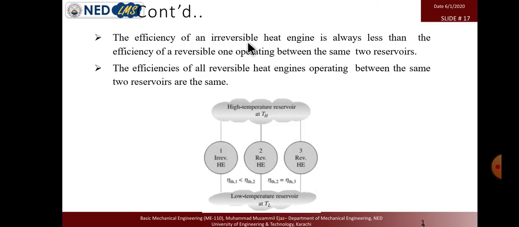The efficiency of an irreversible heat engine is always less than the efficiency of a reversible one operating between the same two reservoirs. For any heat engine, we have two reservoirs, a high temperature source and a low temperature heat sink. We can call both a reservoir. This picture is just telling us that the efficiency of a reversible cycle will always be higher than that of an irreversible cycle.